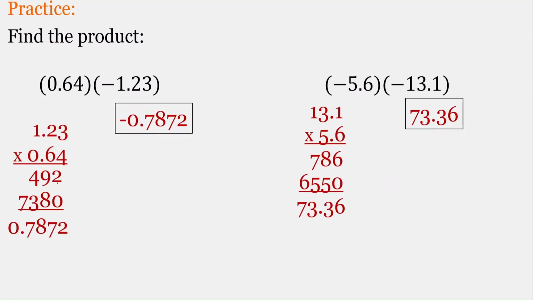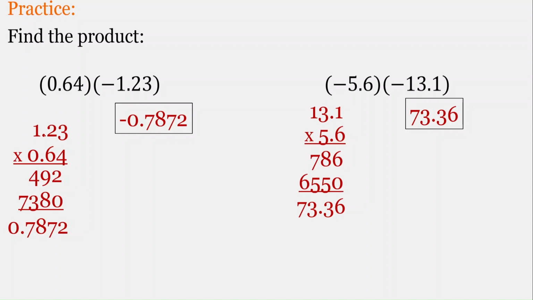Okay, so for the first one, we had 0.64 times negative 1.23. Notice that I changed the order when I did this multiplication step. We did have 0.64 times 1.23. I went ahead and switched it and did 1.23 times 0.64. Kind of eliminates 1 row of multiplication. Again, since multiplication is commutative, the order does not matter. So I can change the order to make the multiplication easier.